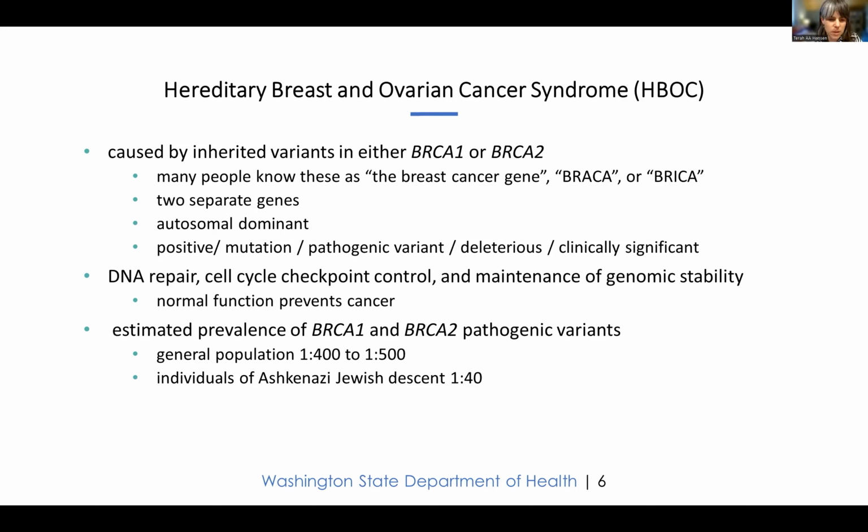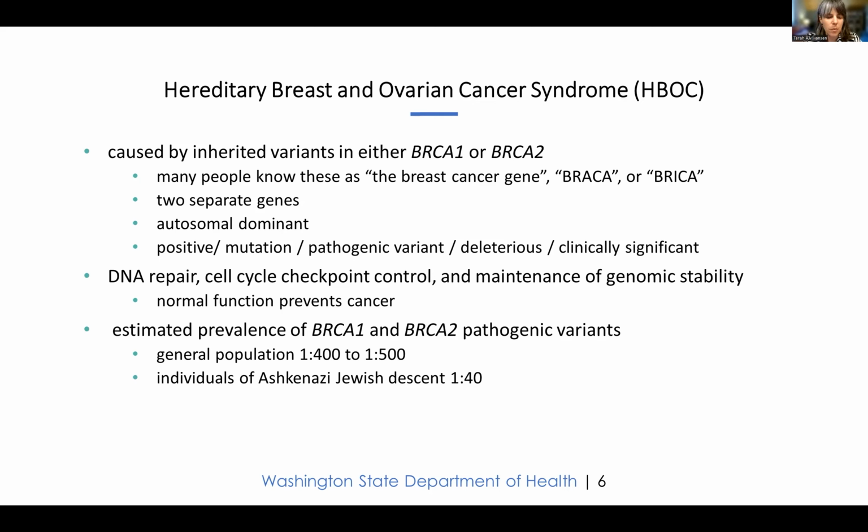Both of them are autosomal dominant, so a mutation in one copy of either gene will confer the increased risks for cancer. And we've included here the different terms you may see on a genetic test report that would refer to a mutation. The nomenclature has changed some over time. So you may see anything from positive to mutation to pathogenic variant to deleterious to clinically significant.